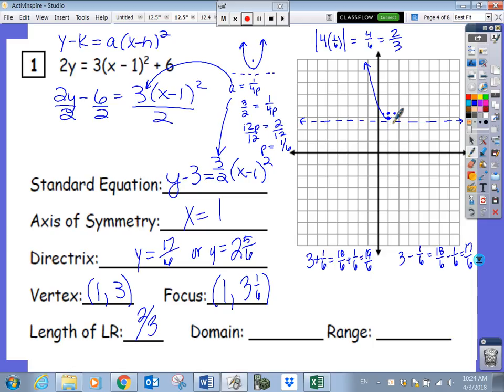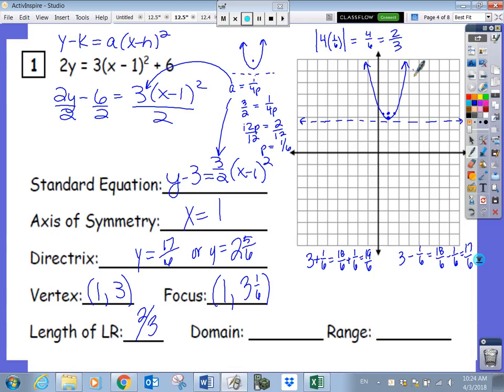And now we can draw the parabola. Now, if you want other points, that's fine. But I have to see the vertex, the focus, the directrix, the endpoints of the latus rectum, and then the actual parabola.